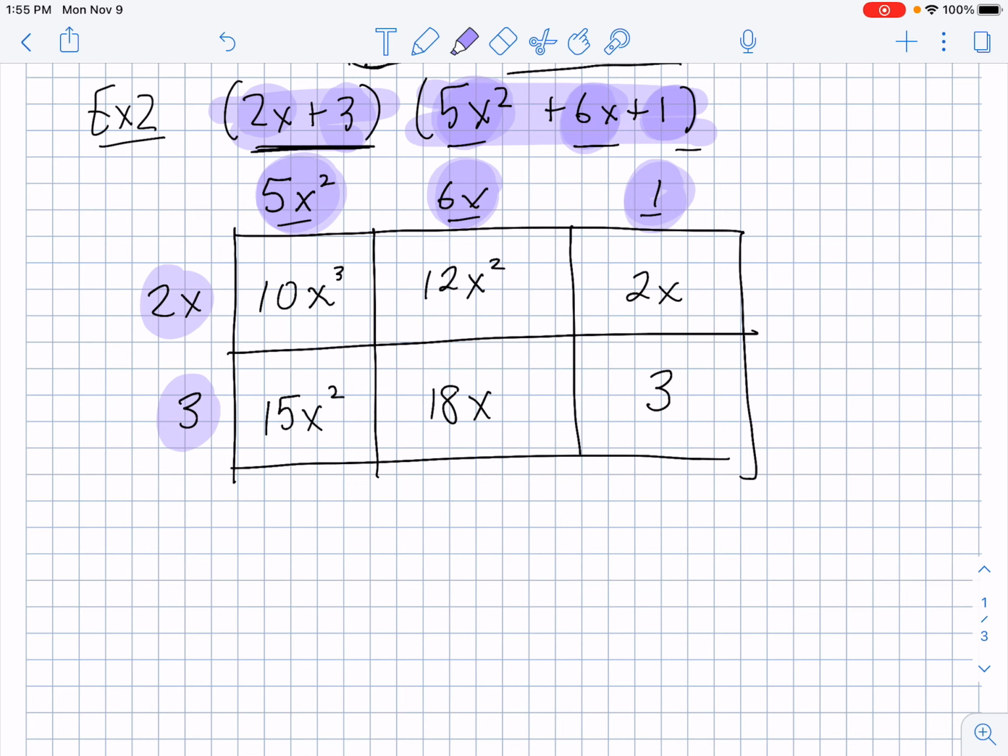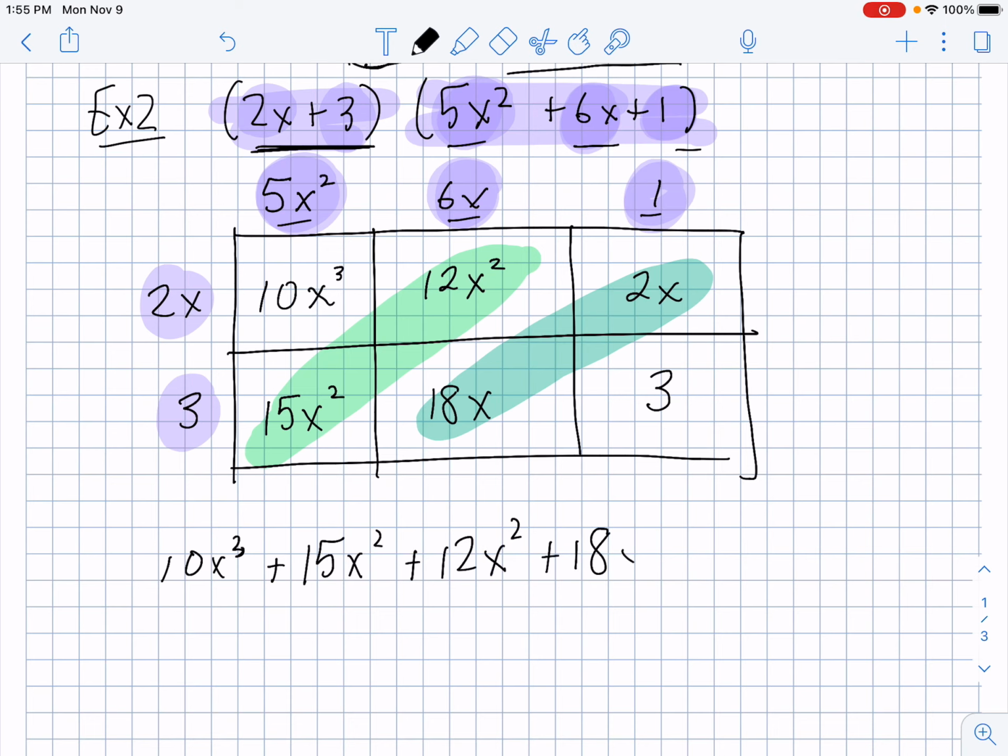But you'll also notice that 15x squared and 12x squared are like terms. You may also notice that 18x and 2x are like terms. So when we write this out, we'll write it out and then we can combine the like terms. One way to do that is to say, 10x cubed plus 15x squared plus 12x squared plus 18x plus 2x plus 3. I said cubed earlier, but I wrote squared.